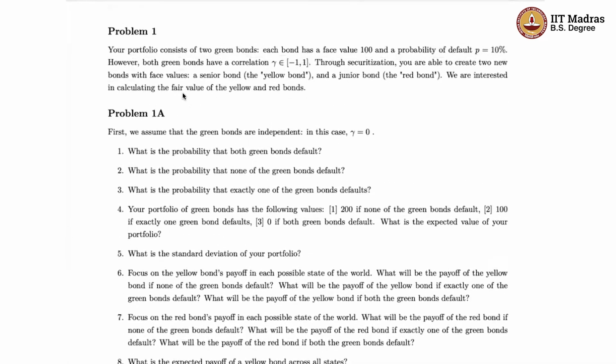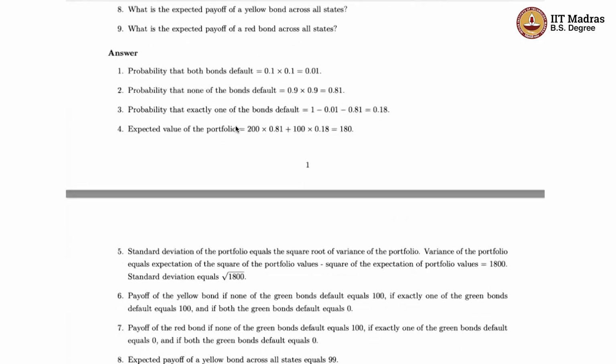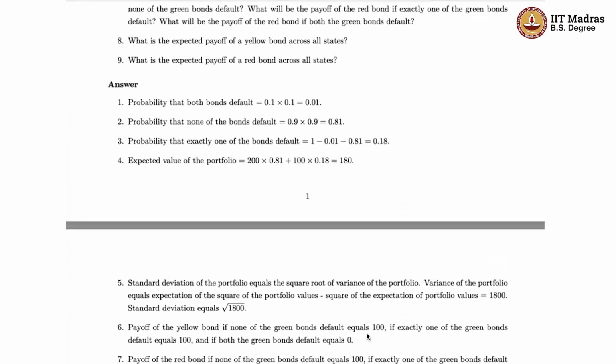And so the first layer of losses is going to be the one that happens to the junior bond, right? If at least one bond defaults, so one of the green bonds defaulting, then that loss is first going to be borne by the junior bond. And only in the scenario where both of the underlying green bonds default will the senior bond not be paid, right? So that means that this is going to translate to the following payoff, right?